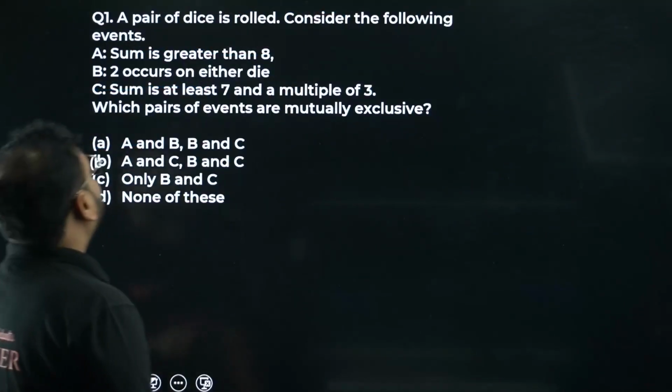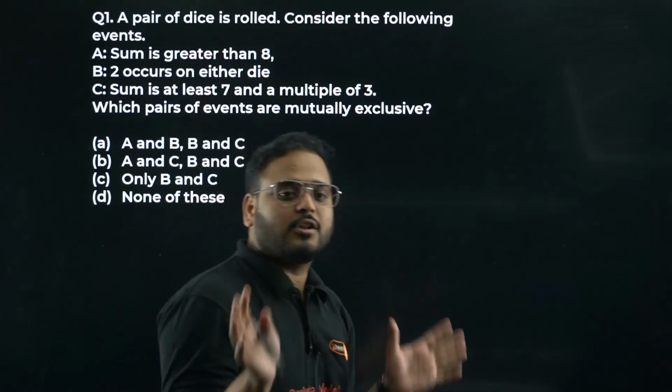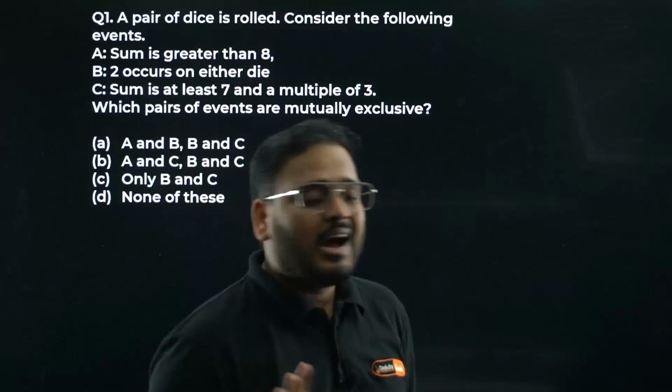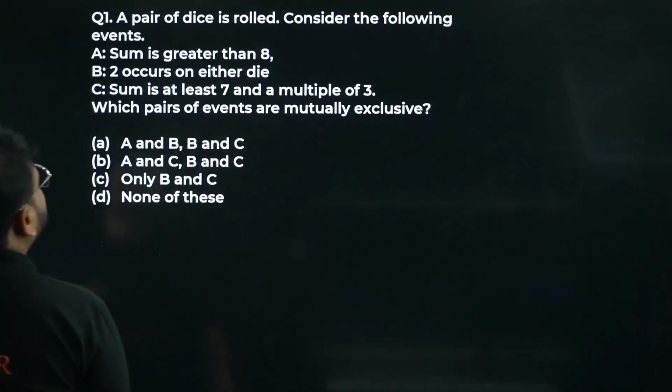Moving on. A pair of dice is rolled. Question number 1. So we have done all the concepts. Let's solve the questions also. I've taken a total of 4 questions. We'll solve them and complete the session. Okay. So a pair of dice is rolled.